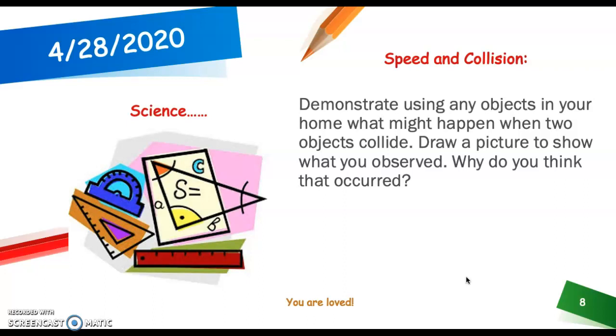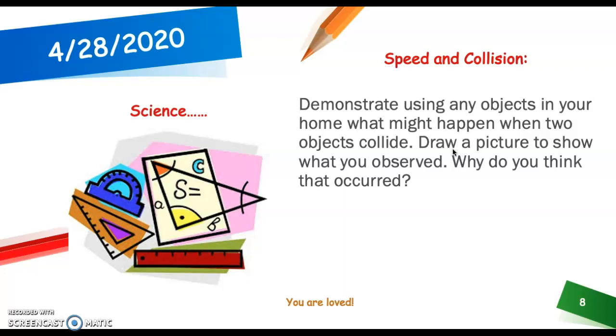Alright, so for science today, we're going to be focusing on speed and collision. So, demonstrate using any objects in your home what might happen when 2 objects collide. Draw a picture to show what you observed. Why do you think this occurred? I want you to think back to when we were in school and we did the marble and the ruler experiment on the desk. I want you to think about that.